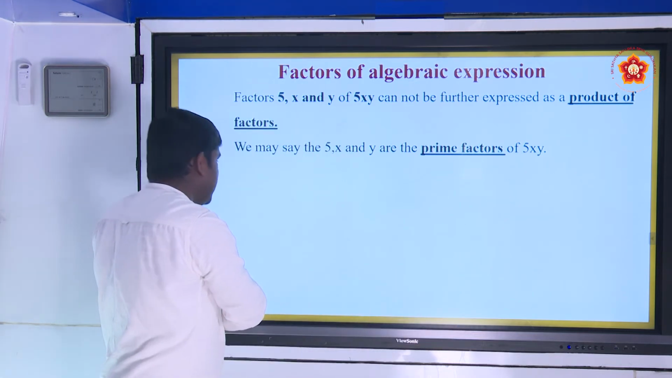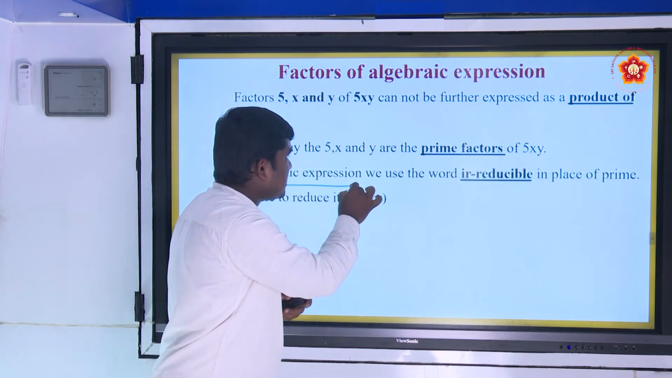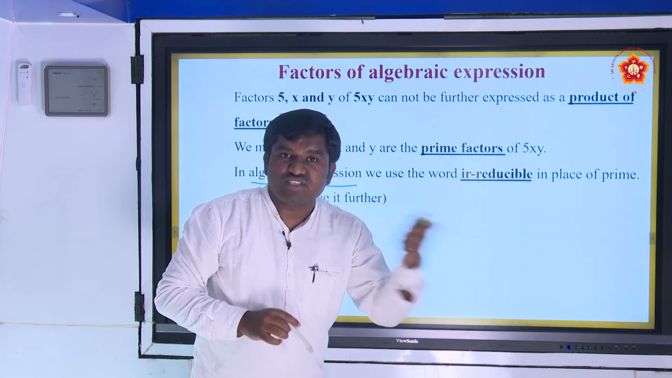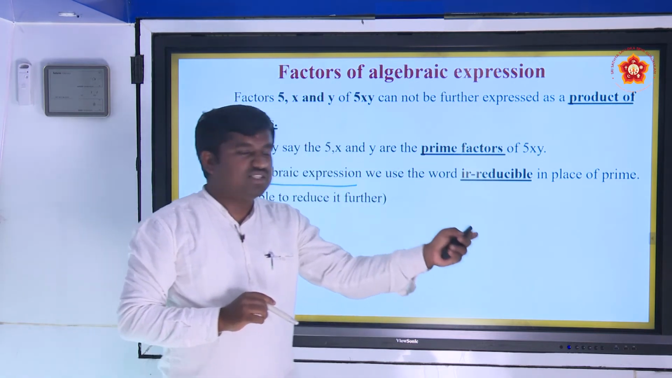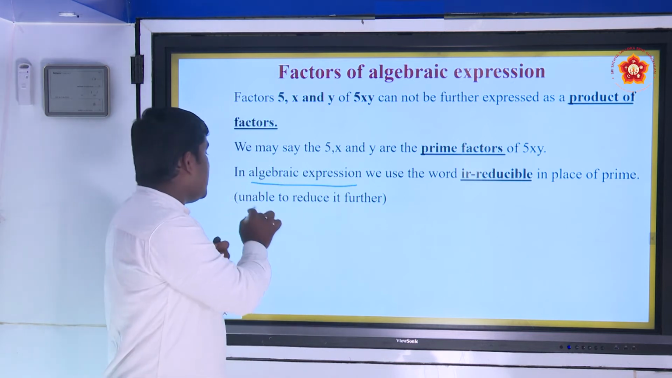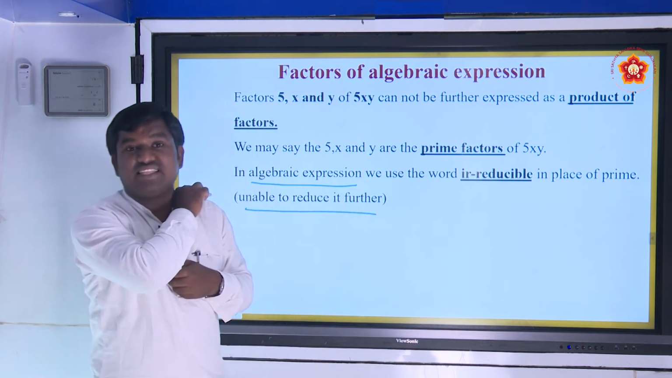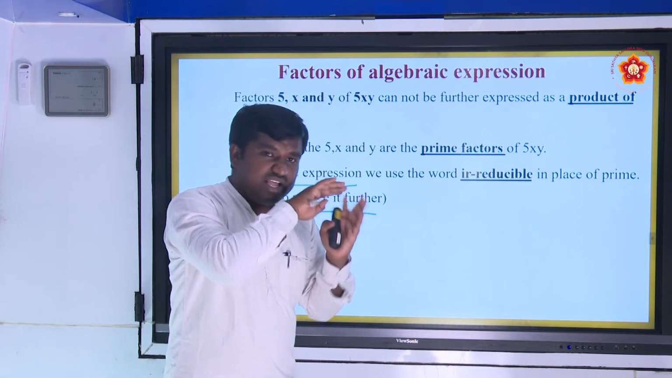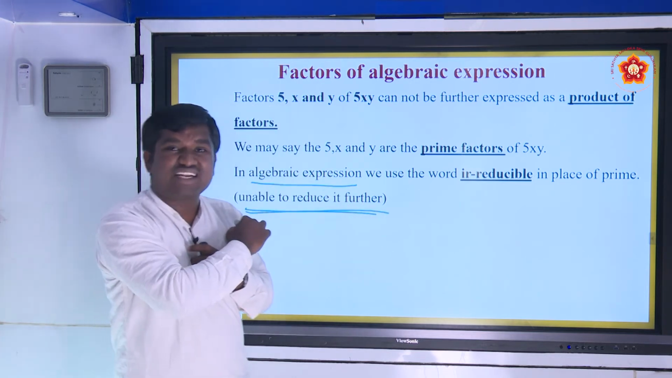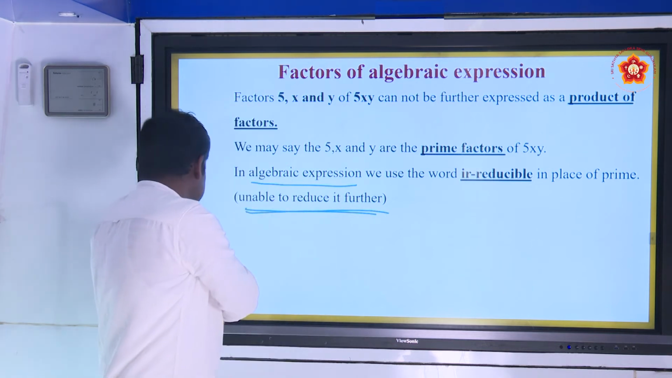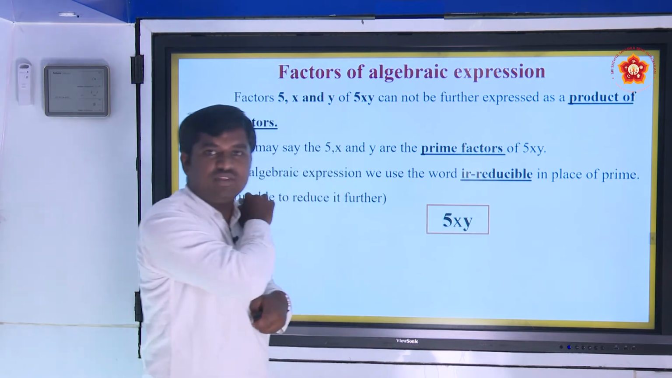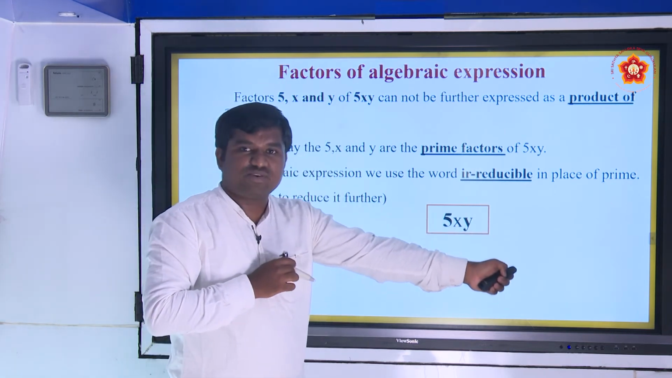But in an algebraic expression we use the word irreducible in place of prime. Prime means unable to reduce it further, we can't express it further as a product of factors. Suppose we take 5xy. This is an algebraic expression.